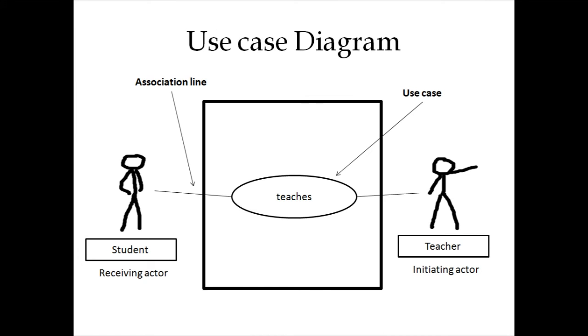Use case diagrams are simple. They show what is generally going on in a system. The initiating actor, the teacher, teaches the receiving actor, the student. The use case here is teaches.